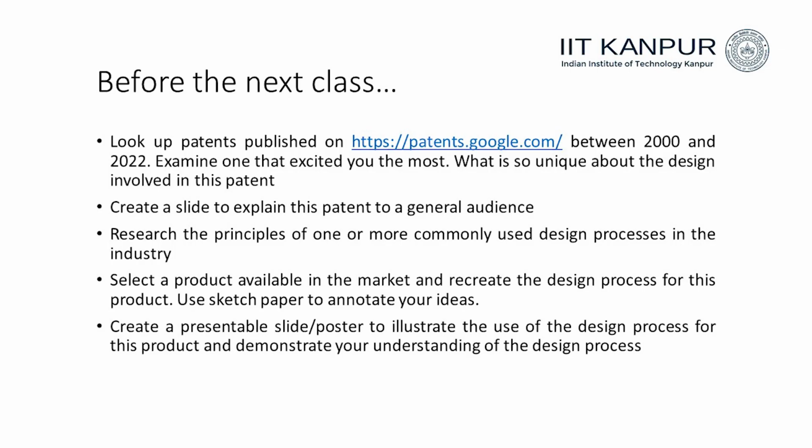Then research the principles of one or more commonly used design processes in the industry. So go beyond the double diamond, look at other design processes that are used in the industry, and then select a product that is available in the market and recreate the design process for this product. Use sketch paper to annotate your ideas. Again here your sketching abilities will be tested. So learn some sketching, then create a presentable slide or poster to illustrate the use of design process for this product, and demonstrate your understanding of the design process.